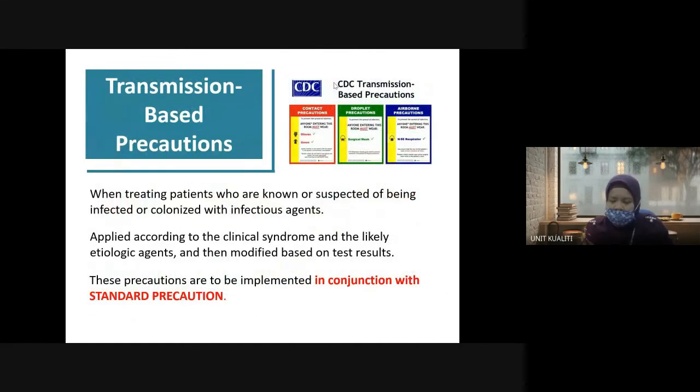Okay, what is transmission-based precaution? These precautions are to be implemented in conjunction with standard precaution. When we treat patients who are known or suspected of being infected or colonized with infectious agents, we must apply transmission-based precaution according to the clinical syndrome and the likely etiologic agents, and then modified based on test result.